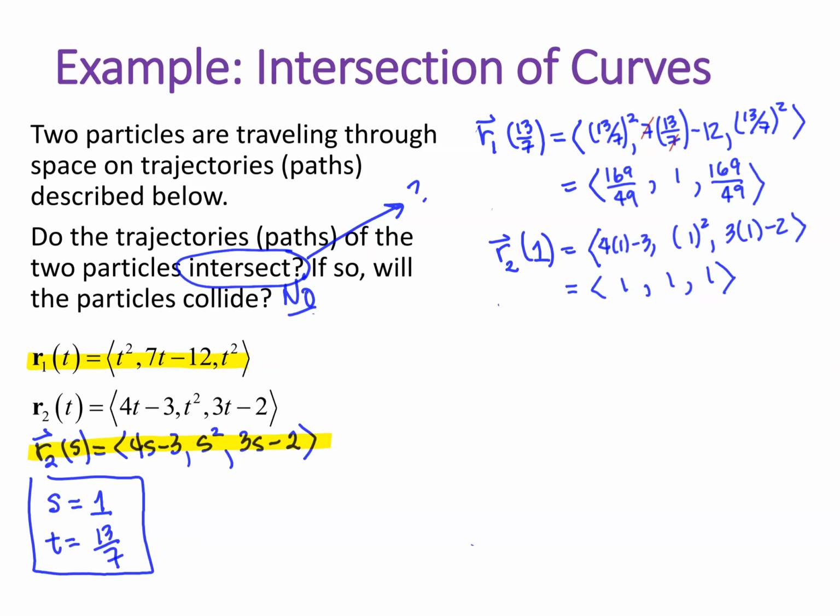We can force the y components to occur at the same location, but we've discovered that there really isn't a way for the x and the z components to coincide at these two different times, or for any two different times. So we would say that the two particles do not collide, nor do their trajectories intersect. If their trajectories were to intersect, then both of these vector valued functions would produce the same vector.